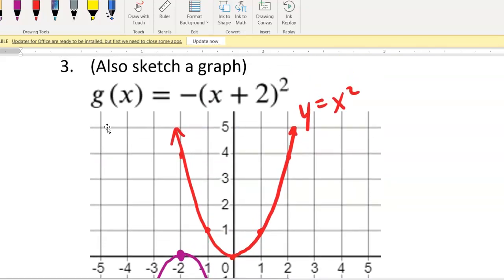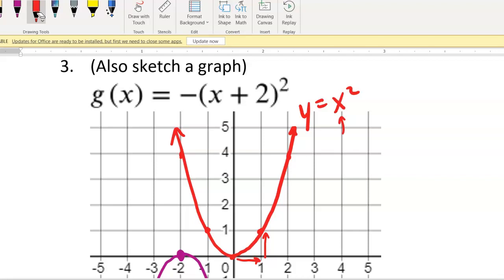Well, what's in red here is our parent function. And I want you to notice something about this pattern. There's a very important pattern here. With that parent function, y equals x squared, the x is your horizontal. So if we go to the right 1 unit, if I put 1 in there for x, 1 squared is 1. So the result is I go up 1 unit.